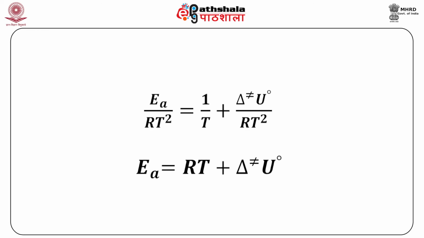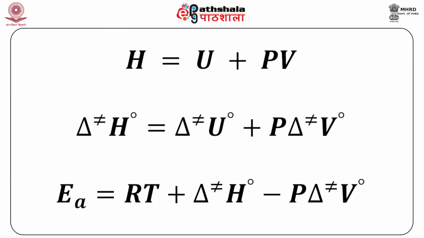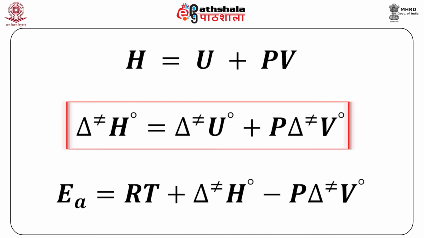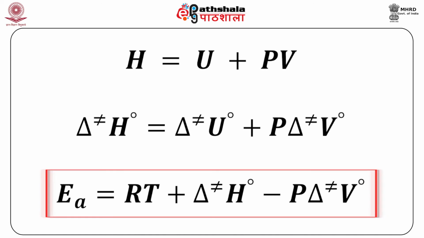From this we get the relation between activation energy and the energy obtained from transition state theory, of the form Ea equals RT plus delta U naught. And from thermodynamics we know that H equals U plus PV. So, at constant pressure we get delta H naught equals delta U naught plus P delta V naught. So, Ea becomes equal to RT plus delta H naught minus P delta V naught. This equation can be applied to both condensed phase and gas phase reactions.